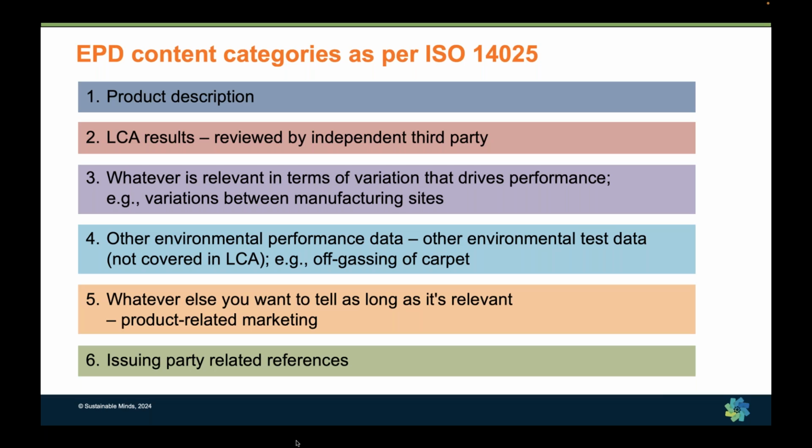Other environmental performance data is generally also optional, but required will be prescribed in the EPD. Whatever else you want to tell, as long as it's relevant, that is 100% optional. Now, of course, we're paraphrasing, but it's not that much different than what the standard actually says. It literally says anything else related to sustainability or environmental programs, as long as it's related to this product.